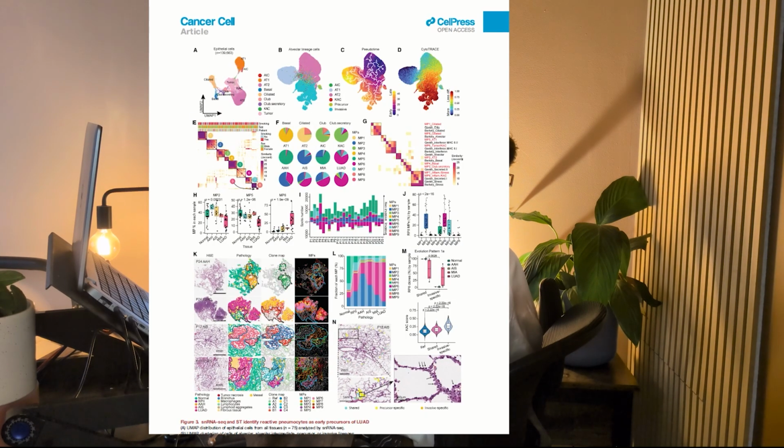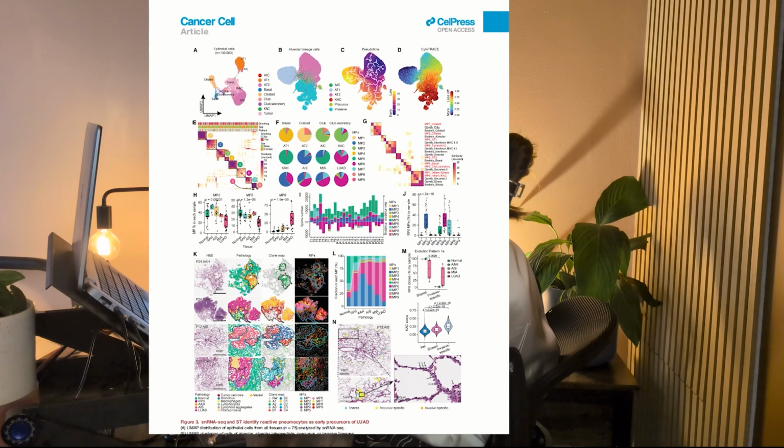Figure 3 is one of the most exciting parts of the entire paper, although if I'm honest, that doesn't really say a whole lot because I personally at least find this whole paper pretty exciting.